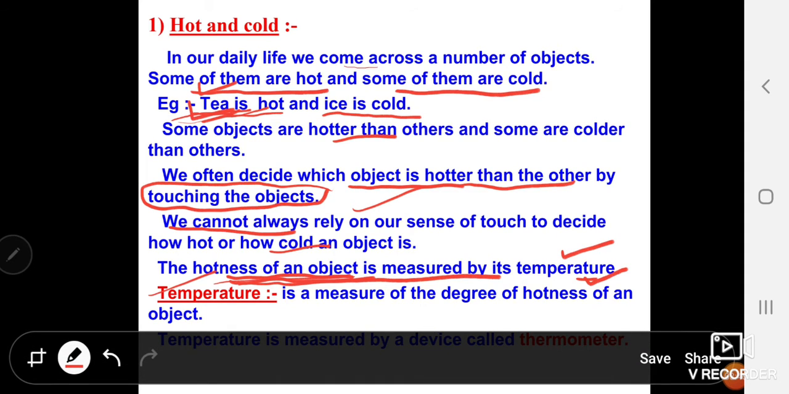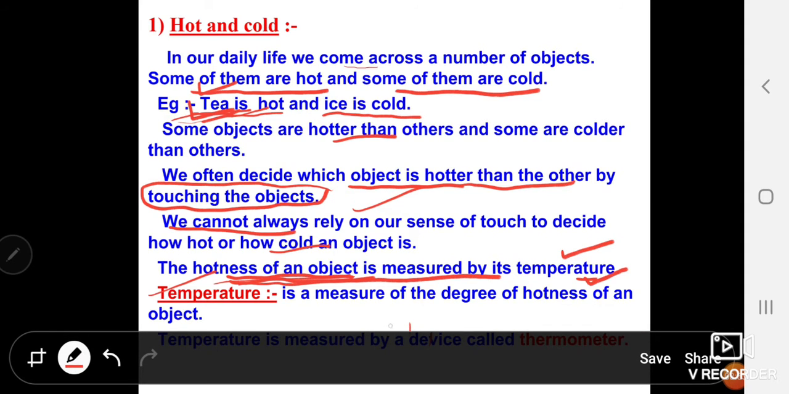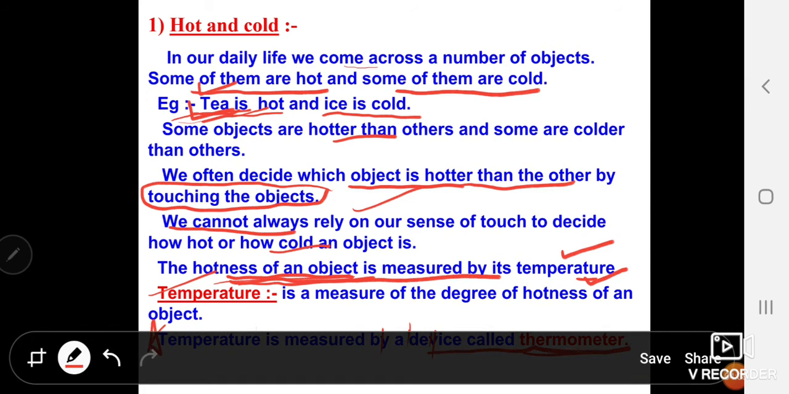Then how are we going to measure the temperature? Already I told you that the degree of hotness of an object is nothing but temperature. So then how is the temperature measured? It is measured by using a device called a thermometer. So keep in mind, temperature is measured by using a device called a thermometer. Temperature is the measure of the amount of hotness present in a substance, and it is always measured by using a thermometer.